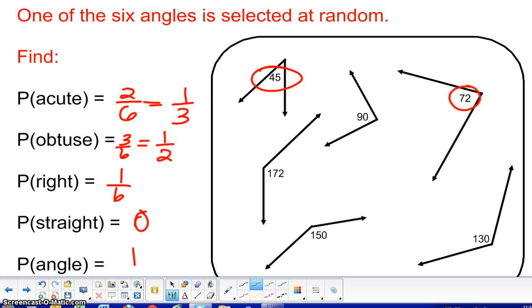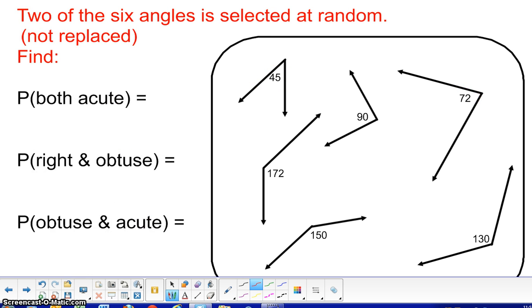Okay, so let's go to the next example. One way you can do this is to think of it as like a bag of marbles. You're taking out an angle, and then you're not replacing it, and then you're going back into the bag and grabbing another angle. So if you think of it that way, maybe that will help. Anyway, so you're trying to figure out acute first. So what's the probability of getting acute? Well, we found that before was 1/3.